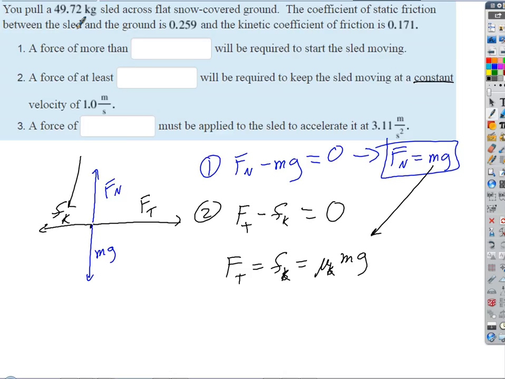And then finally, the last one would be a force of blank must be applied to the sled to accelerate it at 3.11 meters per second squared. Okay, that changes things once again. What does that do to our second equation of motion here? The net force is now equal to what? Not zero, because it's actually accelerating. So what would it equal? Yeah, ma, right?